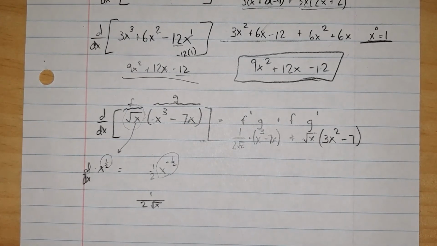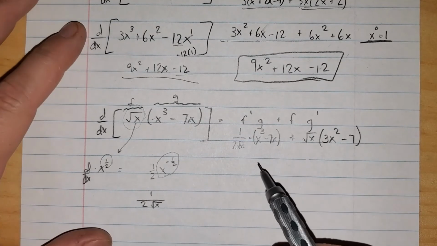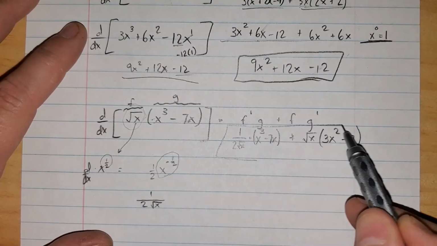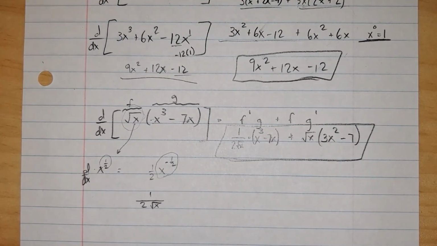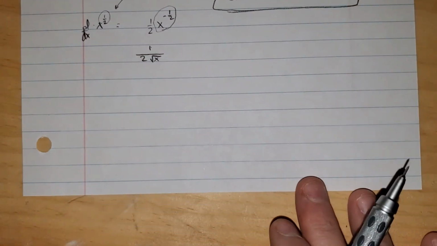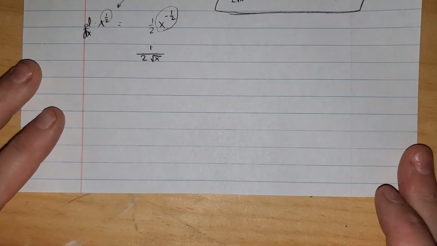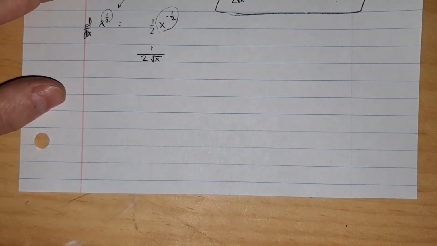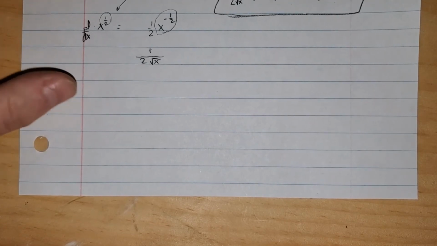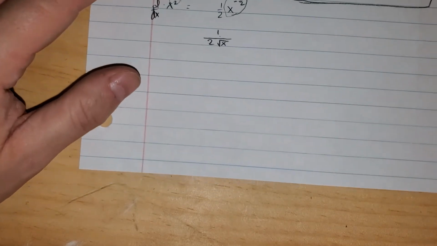And then we try to combine these any way that we can. Unfortunately, there's really no way to combine these, and so that would be our final answer. Bam, product rule. Let me give you a different one, one that I think is a little more kind of with how you would use this.